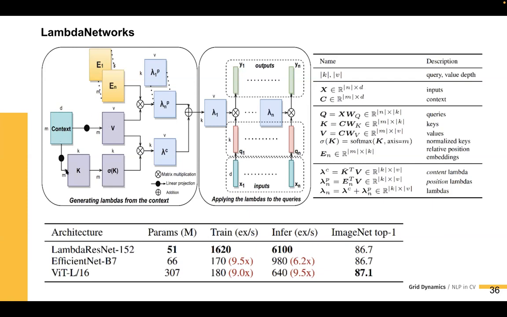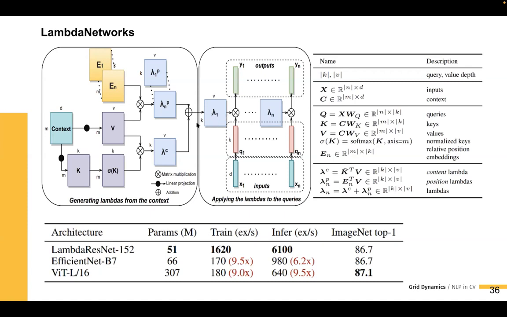Yep, and we make from that keys and values. Then we apply softmax here along dimension M. And after that, we calculate the lambda function, lambda C, the lambda context. Also here we have E1, En, which are like positional embeddings. And we have lambda positional. We add those lambdas and we get our lambda.